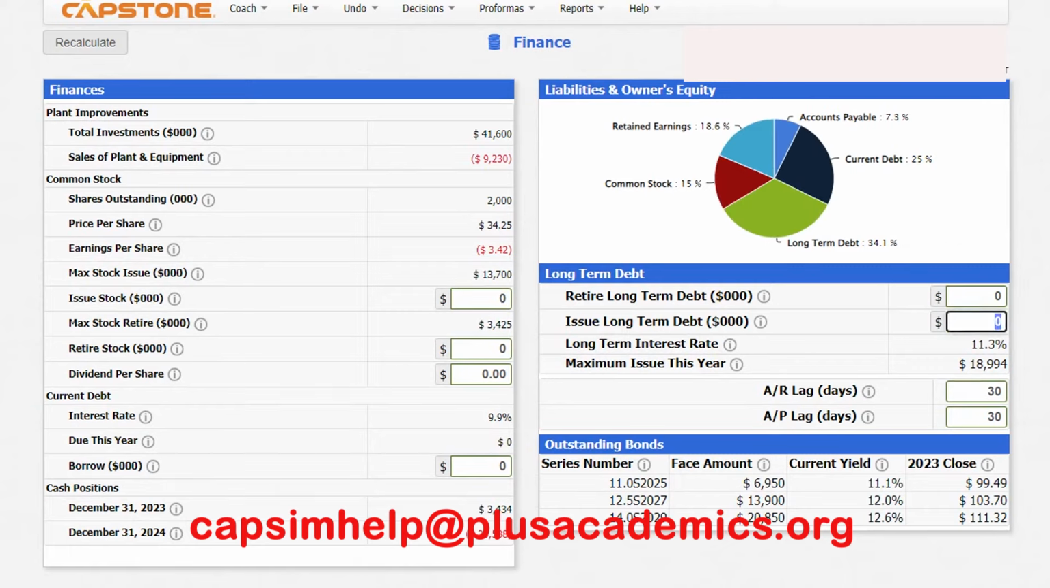So yeah, let us borrow maximum and then issue maximum stock, 13,700, and also borrow short-term debt.